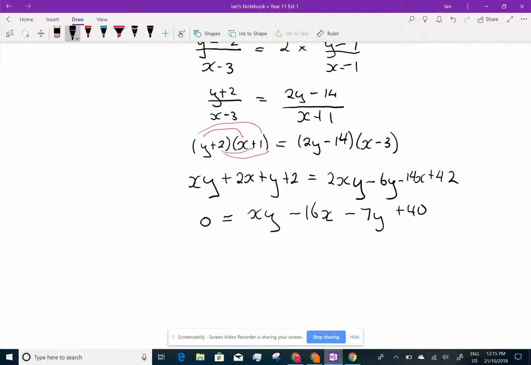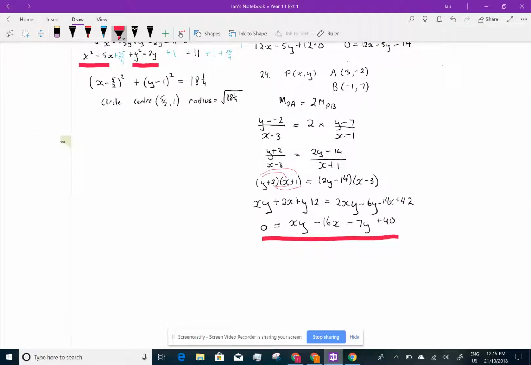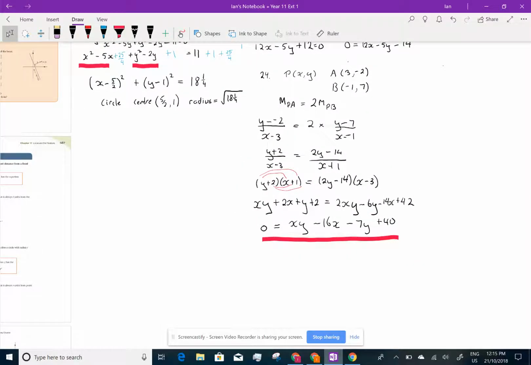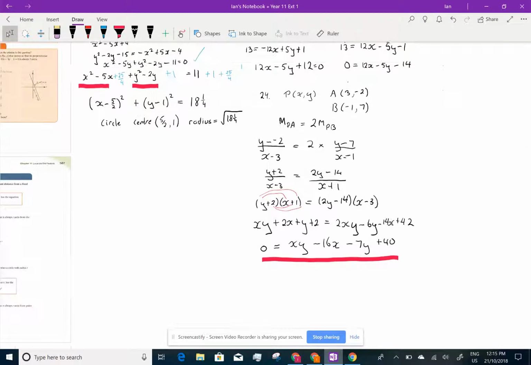Now, that's nothing that you should have seen before. You could look it up on Desmos and see what it is. I'm just going to check the answers. Question 24, xy minus 16x minus 7y plus 40 equals 0. And that's the equation, the Cartesian equation of the representation of the locus. I'm pretty sure that'll end up being a hyperbola. I might be wrong. And there you go. That's the solution to those four questions.